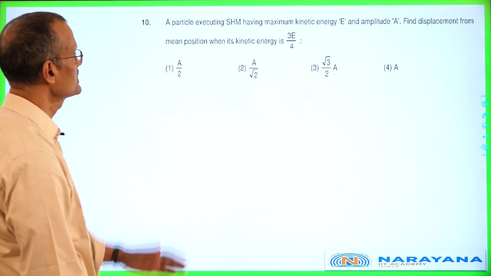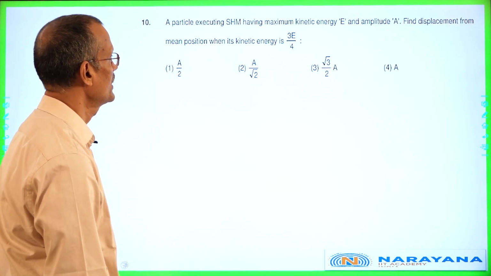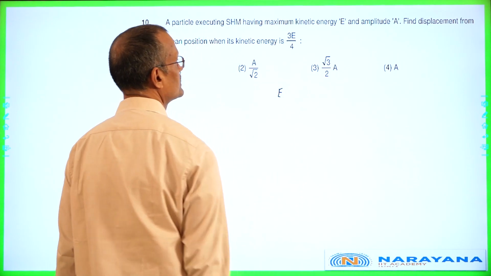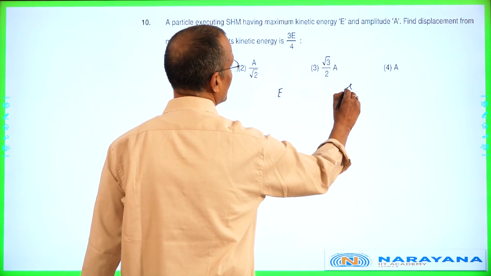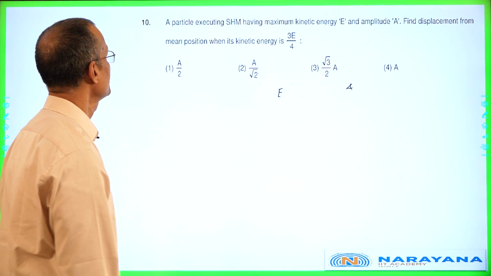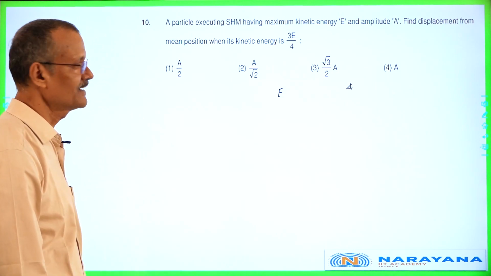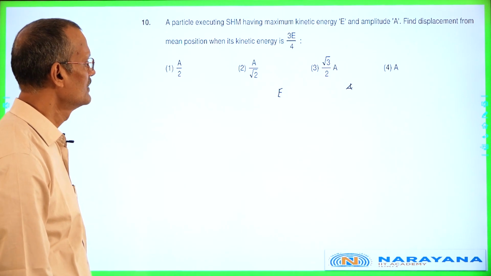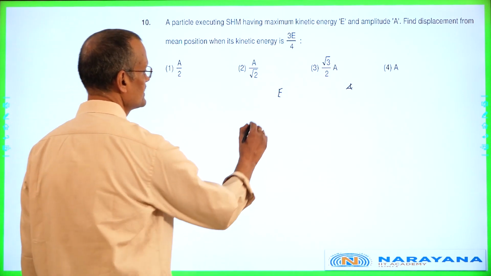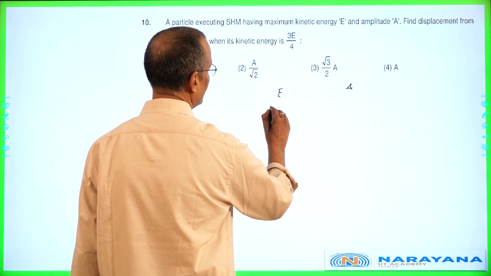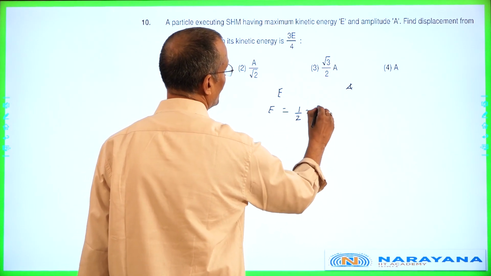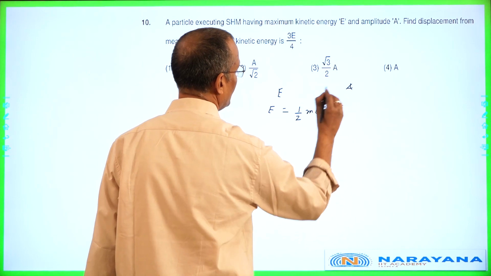A particle executing SHM has maximum kinetic energy E. E is total energy. Amplitude is A. Find the displacement from the mean position when kinetic energy is 3 by 4. What will you do? You know the potential energy, that is easier. E equal to half m omega square A square.